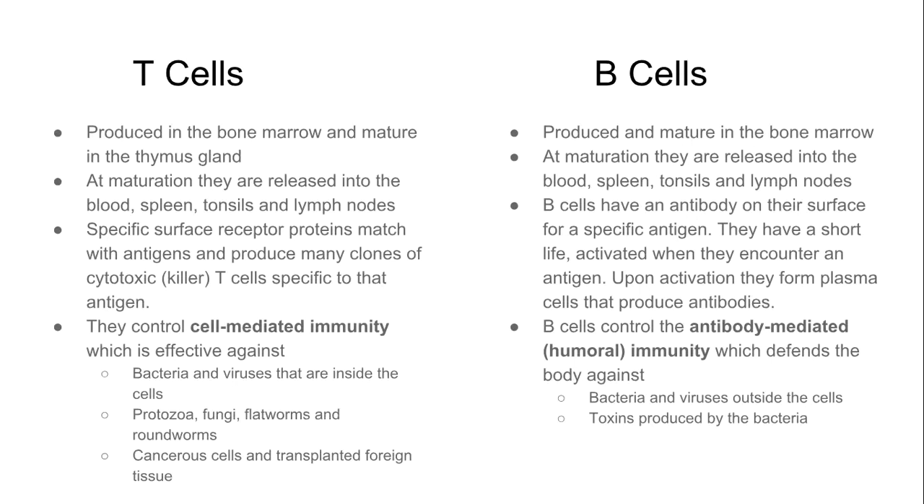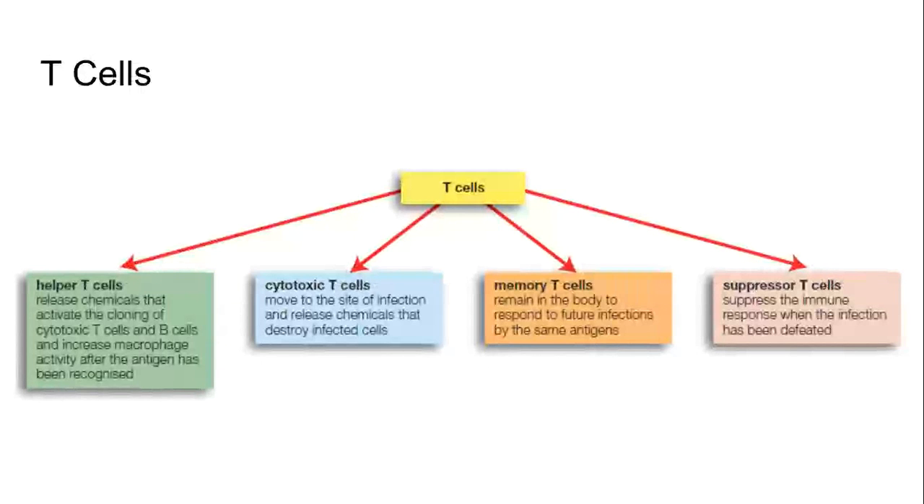And we can see here that the most important point is that our T cells control cell-mediated immunity, and then our B cells control the antibody-mediated immunity. There are 4 different types of T cells which we see in our cell-mediated immunity. So we have our helper T cells, our cytotoxic or our killer T cells, memory cells, and then our suppressor T cells. So each of these work together but also perform different functions to help activate and perform that cell-mediated immunity.